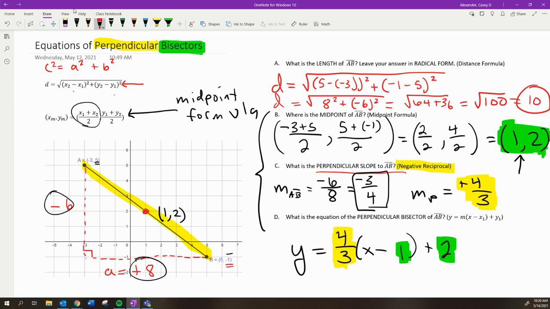Just so you can see, you can graph it as well. If you start at this point, 1, 2, and go up 4 and over 3, or go down 4 and back 3, you can see that when I line these points up and make a line, it goes through the midpoint. So these two segments are congruent. It's a bisector, and it is perpendicular; it makes a right angle. So I've graphed a perpendicular bisector.